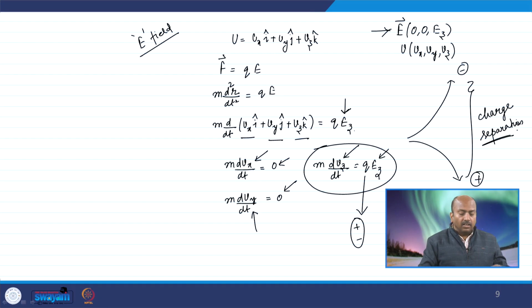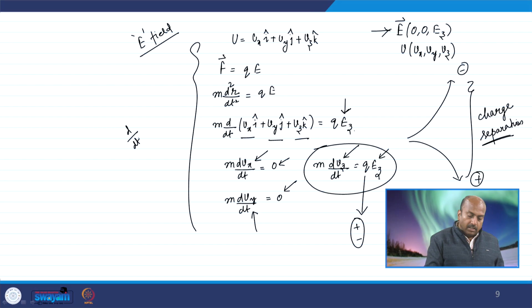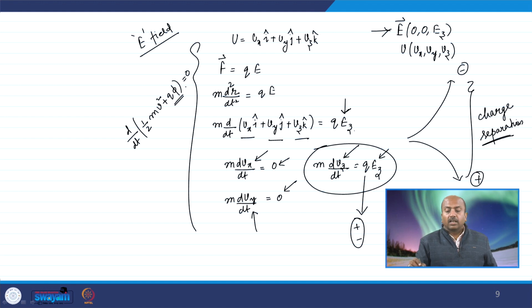Now, the second thing, one consequence which emerges naturally out of these equations, is that d/dt of (half m v squared plus q phi) is equal to 0. So, half m v squared is the kinetic energy and q phi is the electric potential energy. So, the particle's movement in the electric field will be in such a way that the total energy will remain conserved. Now, you try to understand what it means.